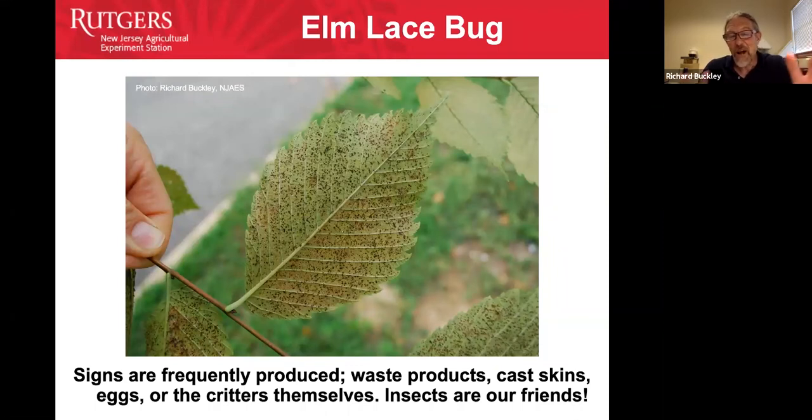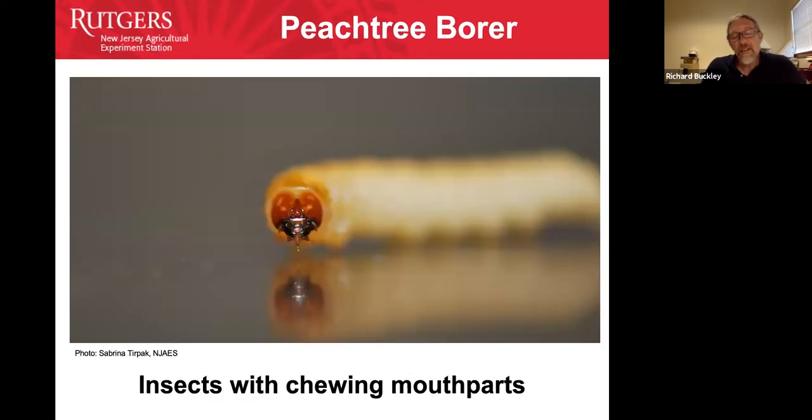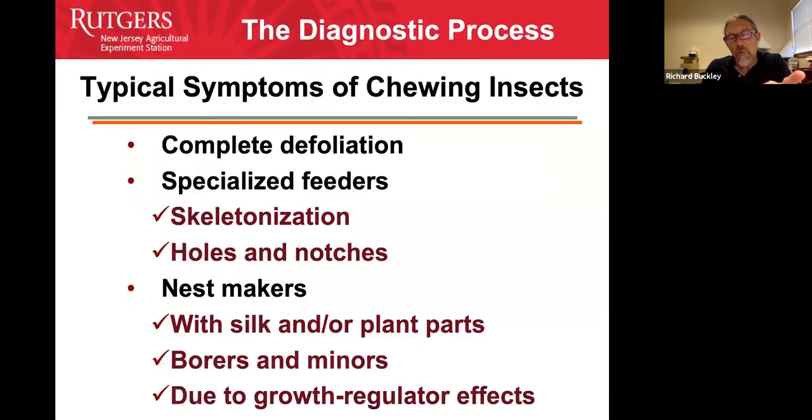So again, we have this piercing, sucking mouth part. We have their waste product as a symptom or a sign, and that was 1 million insects in 4 minutes or less. Insects with chewing mouth parts, right? So that's what we're looking at here. It's sucking versus chewing. And when we have chewing mouth parts, we eat everything in sight. We do it in a specialized way, or we make nests, right?